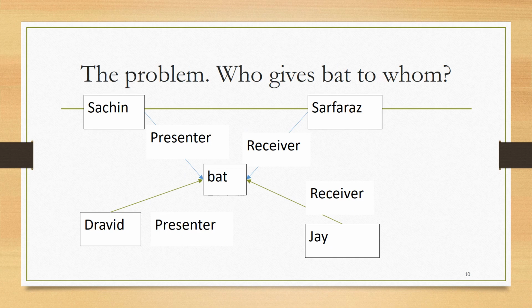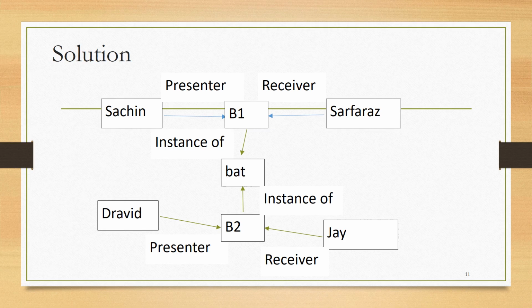Here, two bats are represented by a single object when we have two presenters and two receivers. But here the question arises, who gives the bat to whom? So we have bat B1 and B2 as the instances of bat. Here we can easily understand that Sachin gives his bat B1 to Sarfaraz and Dravid gives his bat B2 to Jay. Bat B1 and bat B2 are represented as instances of bat.